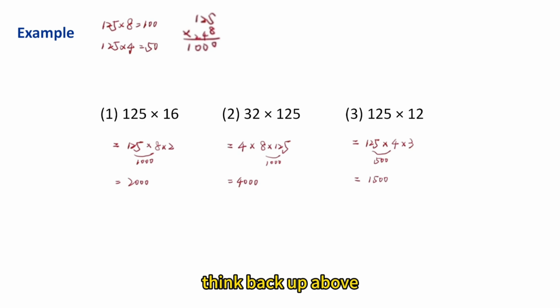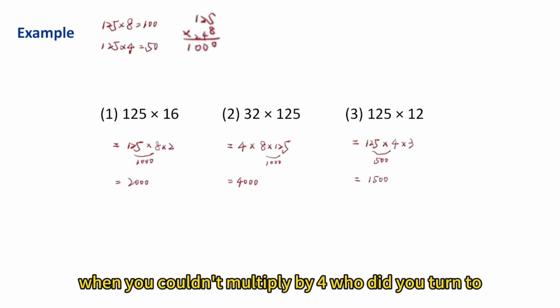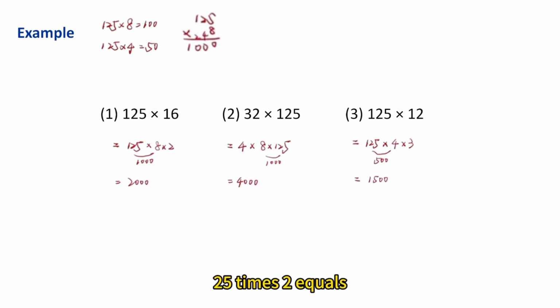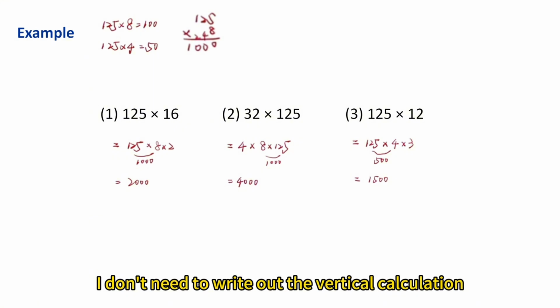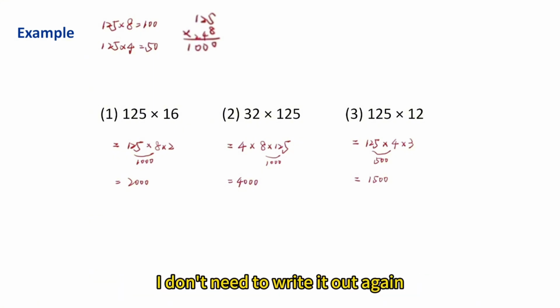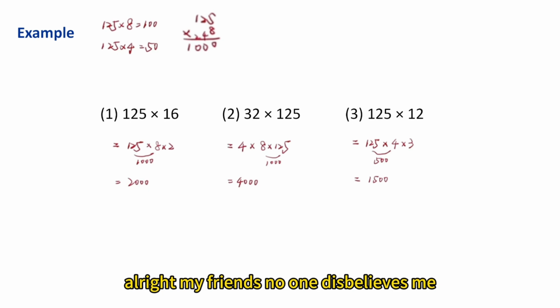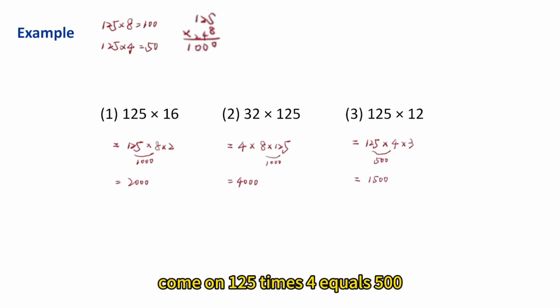Think back. Up above, when you couldn't multiply by 4, who did you turn to? 25 times 2 equals 50, right? So isn't it the same now? 125 times 8 equals 1000. So if I write 125 times 4, it's just 500. Does anyone not believe me? I don't need to write out the vertical calculation again, do I? No one disbelieves me, right? All right, my friends. 125 times 4 equals 500.